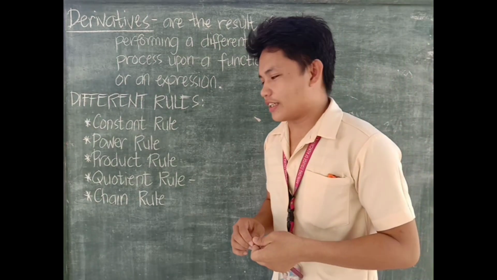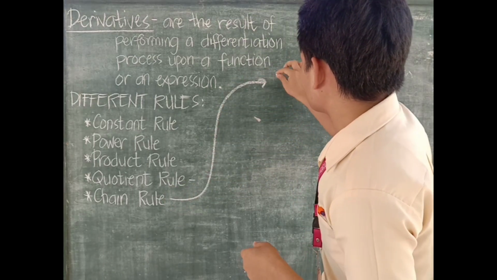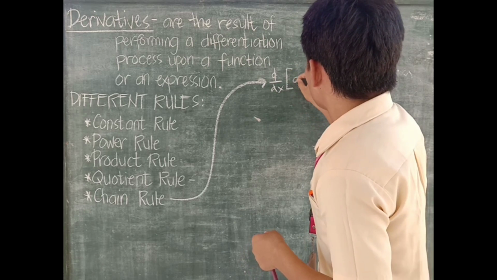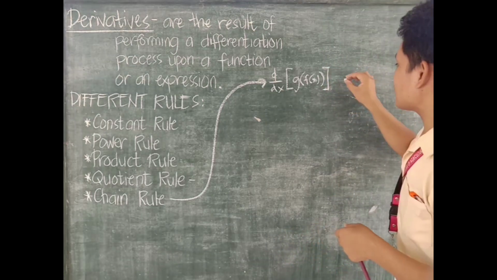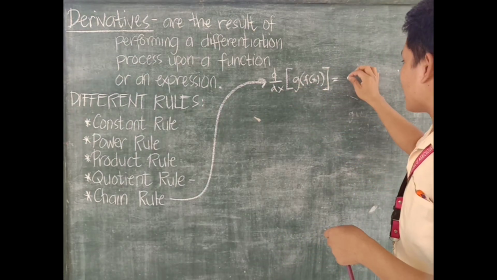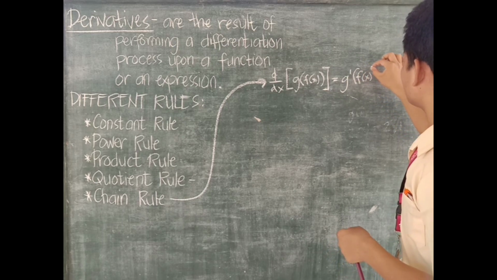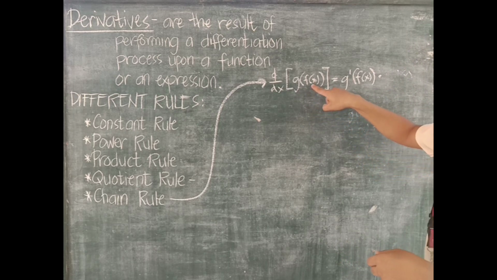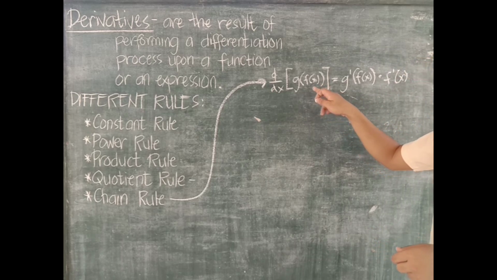Okay, let's proceed now to the last rule, which is the chain rule. So the chain rule, we have here the formula: the derivative with respect to x of g of f of x, this is a composite function, is equal to g prime of f of x multiplied by the derivative of the inner function, which is f prime of x.